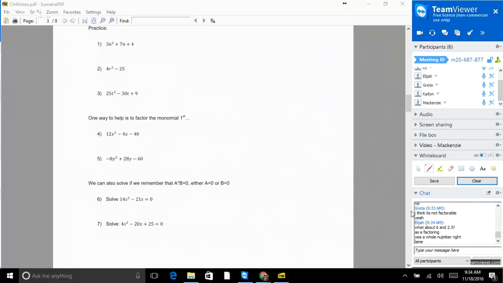All right, so let's try number 6 and 7. So this is where we actually get to solve. The point of factoring is to be able to solve equations. So number 6 is kind of a tricky one. So we've got 14s squared minus 21s equals 0. And what we are trying to do is solve for s. So what does s equal? Okay.